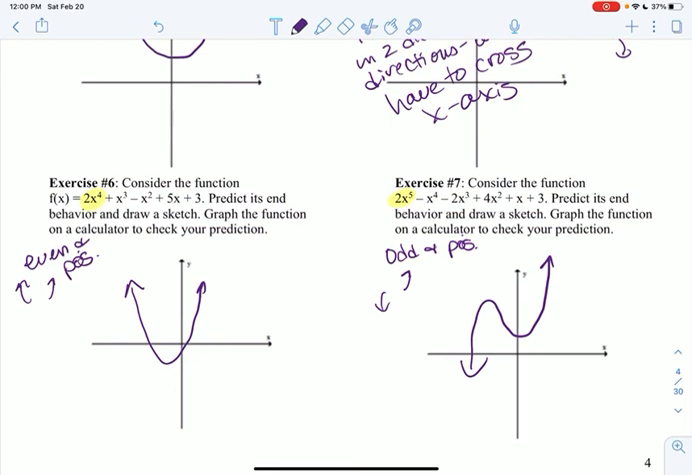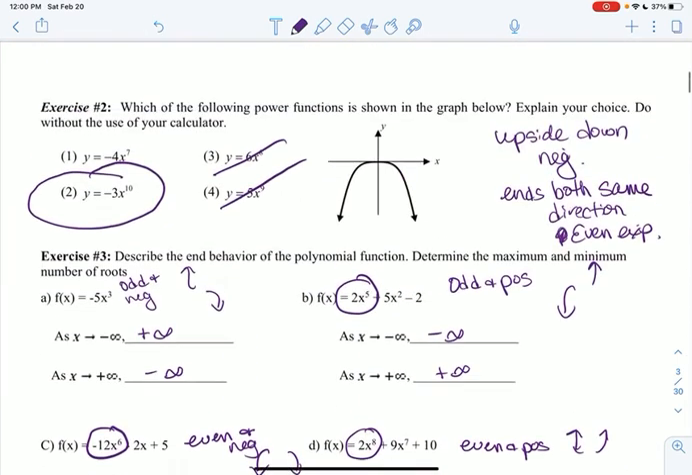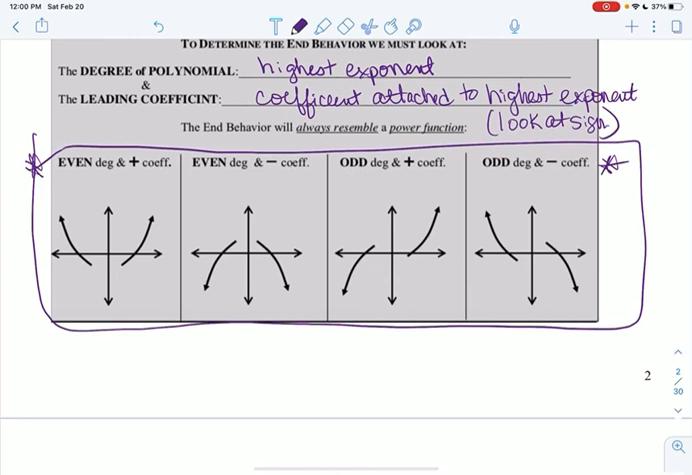All right, so we need to know those rules. And the rules, again, are the ones that I put a little star next to. So these are important to know. We're looking at the end behavior, and we'll practice that tomorrow.